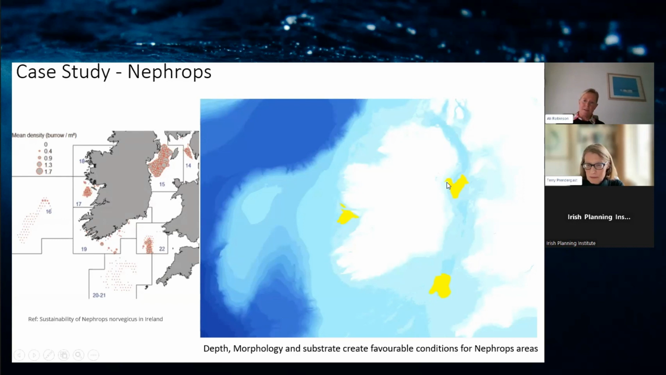And we can see up here, this comes all the way down into Dublin Bay. You can just see there is an area there in Dublin Bay, off Galway and off Southwest Waters. Now, if we look, and there's a really interesting report, I've taken this from a report done by Trinity on the sustainability of nephrops, if one wants to read that.